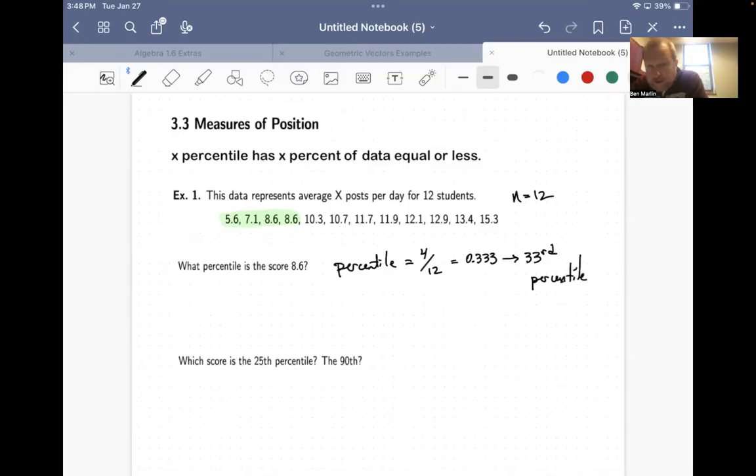And that's what there is to it. You find the position, divide it by how many there are, and then round it as close as you can. Okay. Then this next part asks us what score is the 25th percentile.